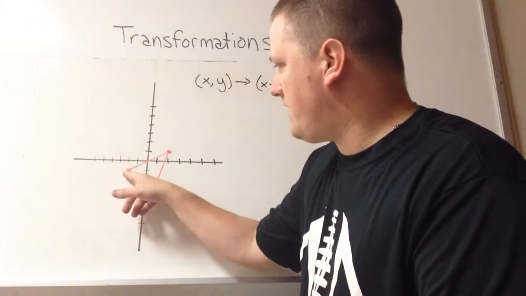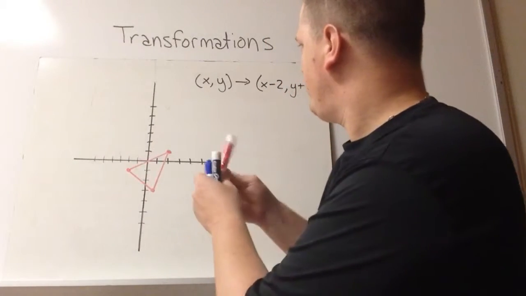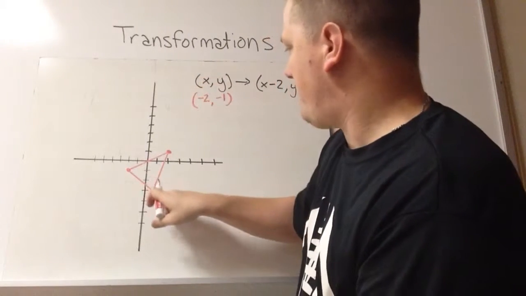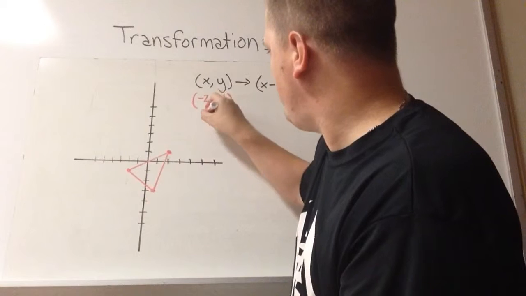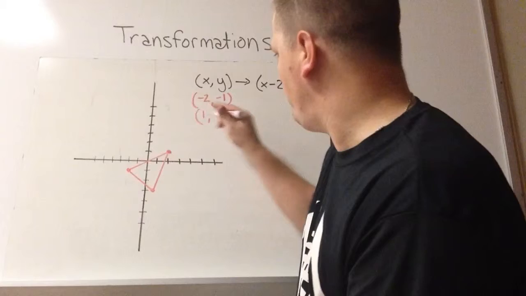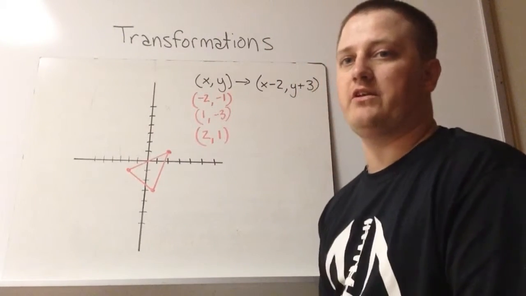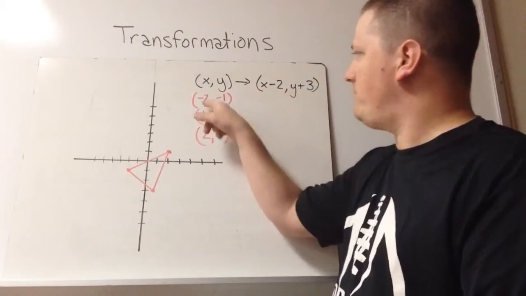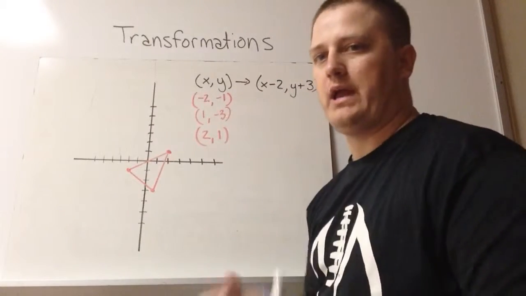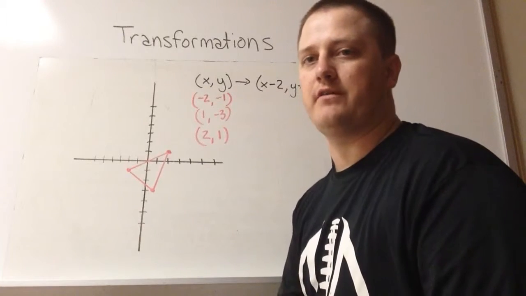So this first vertex here is at -2, -1. Second one here is at 1, -3. And our last one is at 2, 1. And basically all we have to do is x minus 2. So we take our x value and subtract 2 from it. And for this one, y plus 3. And this will move our shape either up, down, left, right, or some combination of those.